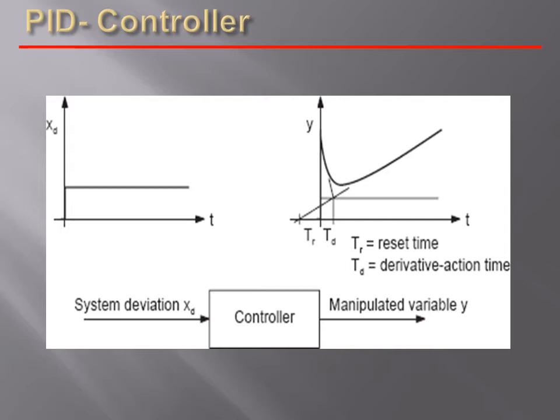Okay, so here is the graph for the PID controller. In the first figure the system deviation is shown, and in the second the manipulated variable y, that is the output, is shown here. So it contains the TR, that is reset time, and TD, that is derivative action time.